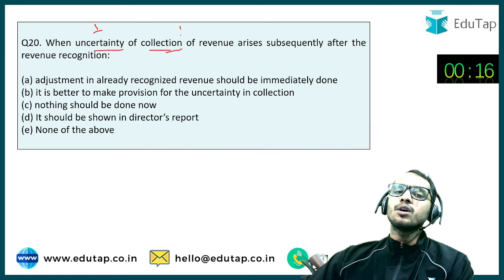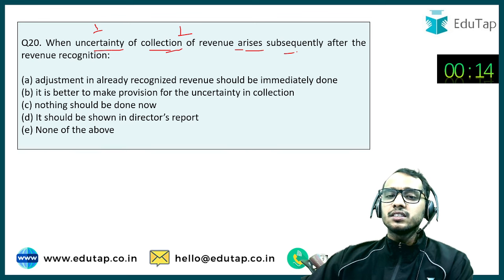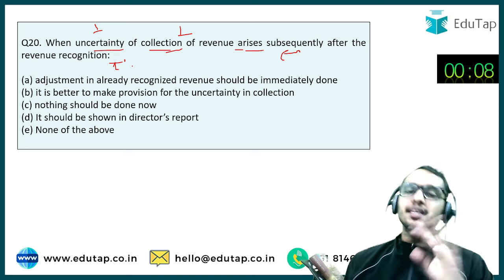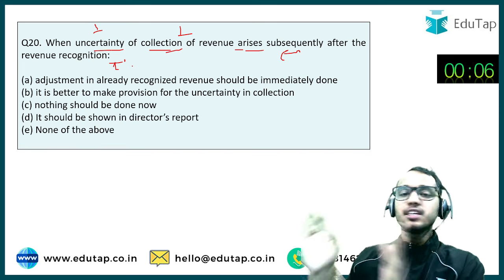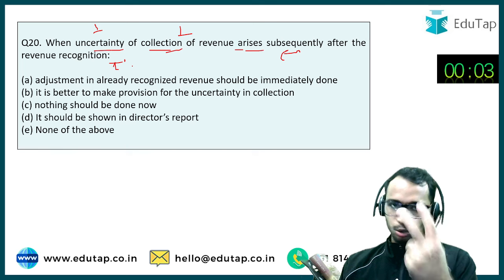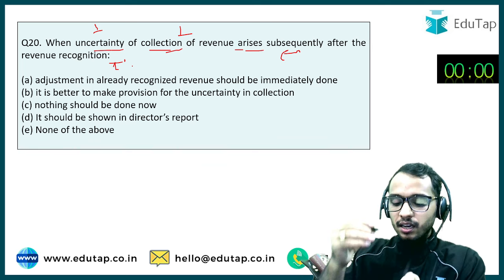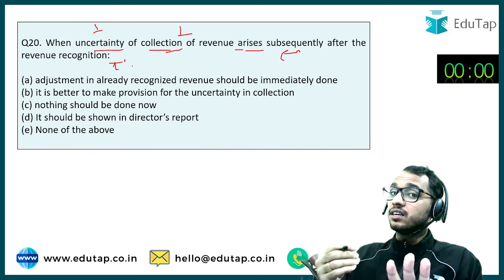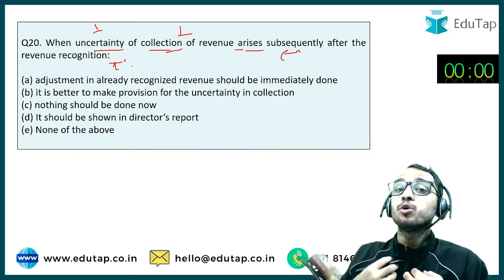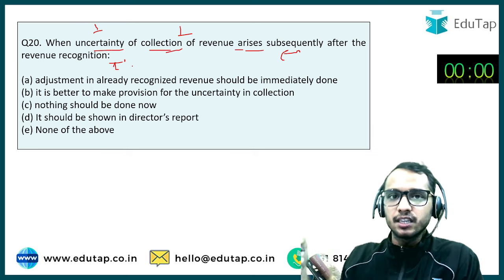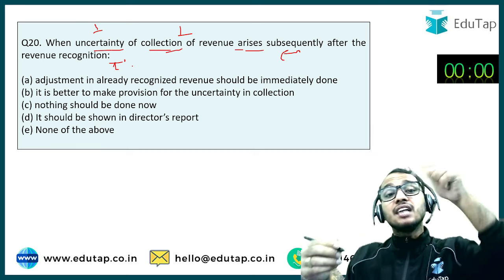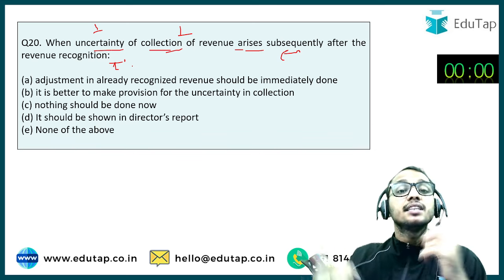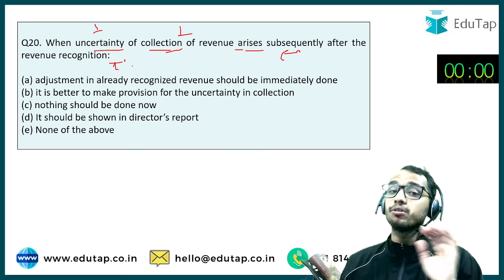When uncertainty of collection of revenue arises subsequently after the revenue recognition. Now, suppose you have recognized the revenue, but see, when we recognize the revenue, there are two things you have to remember. When there is a certainty in collection of the amount, and there is certainty in the amount of the revenue we are going to get, then you are going to record it, then you are going to recognize it in your financial statements. But it says uncertainty arises after recognizing the revenue. Then what is going to happen? How are you going to show it? How are you going to disclose it?